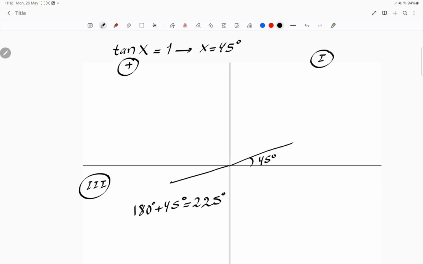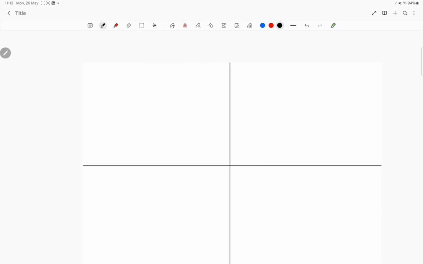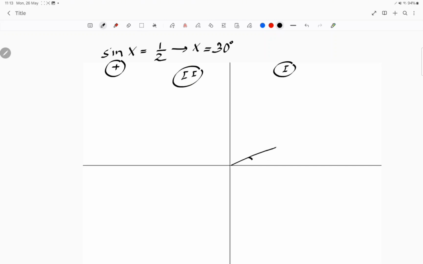Okay, let's now do another angle. So now let's try the sine of x is equal to 1 over 2. That means x would be 30 degrees. Now sine is going to be positive here, right? It's a positive half, which is possible in two quadrants, the first and the second. So it's going to be either 30 degrees or it's going to be here, which means it's going to be 180 minus 30. So it's going to be 150 degrees.